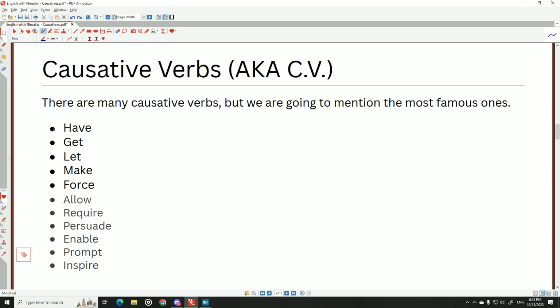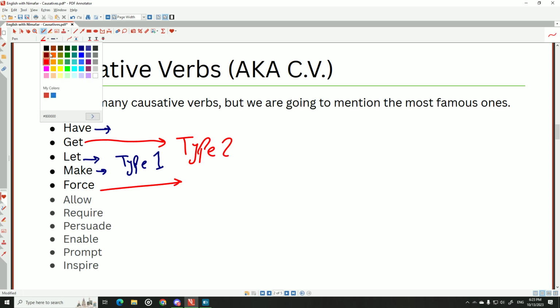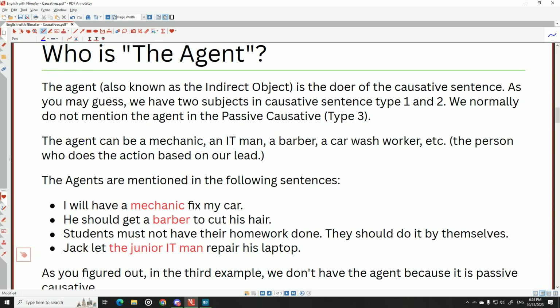So, have, let, and make are type 1. It means bare infinitive. Get and force are type 2, meaning to infinitive. Whenever you say, I have a mechanic, you have to say fix, you have to use the bare infinitive. But whenever you say get or force, you have to use to something. So now if you refer back to this part, you can understand it much better.